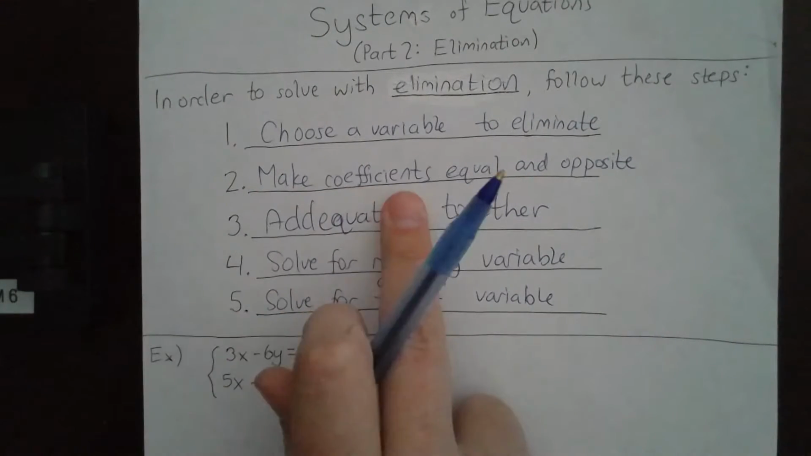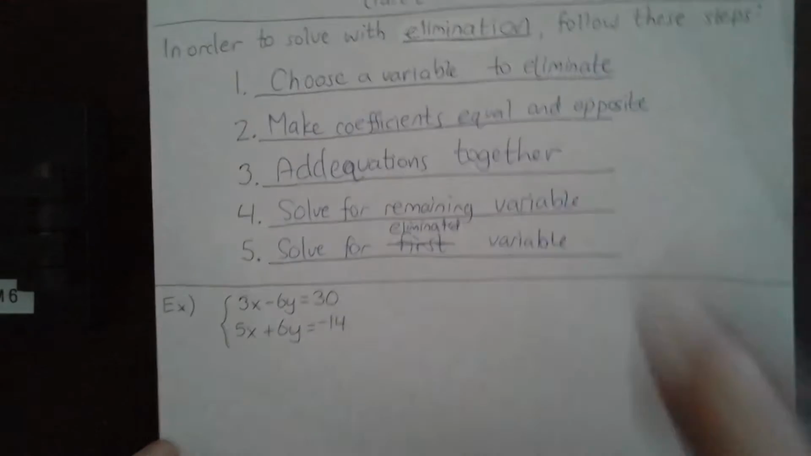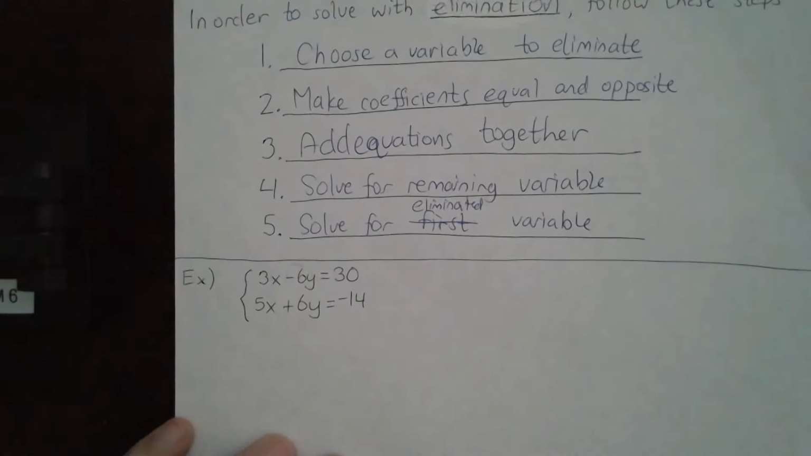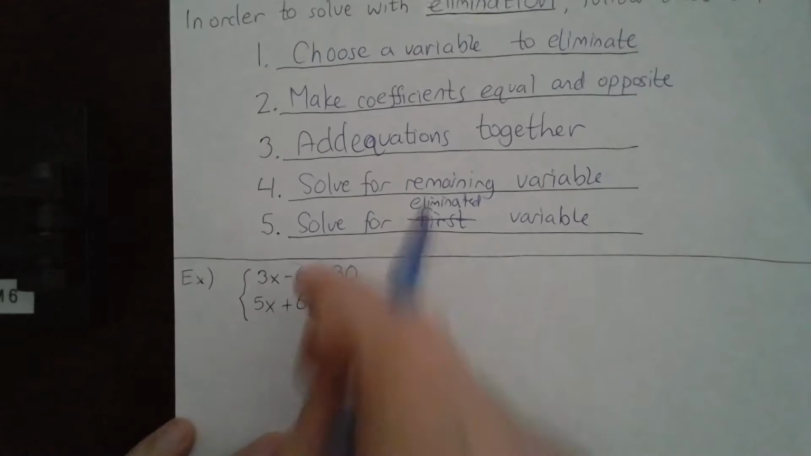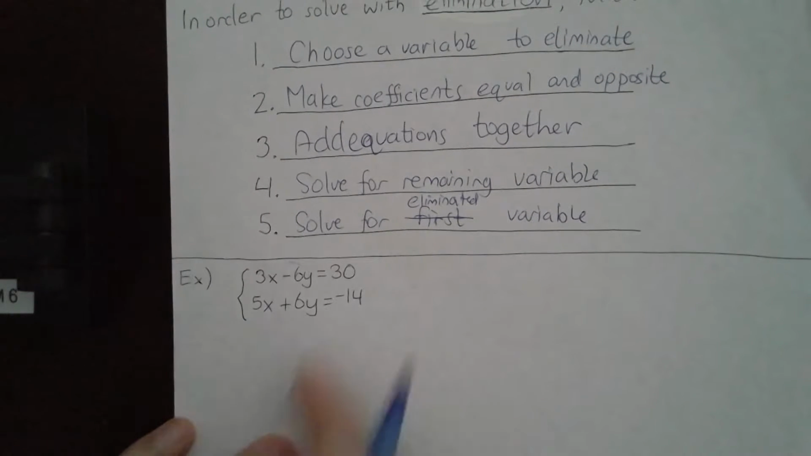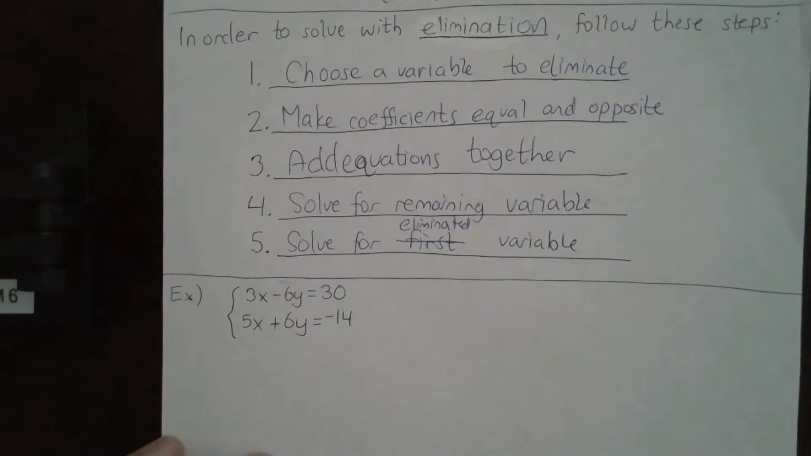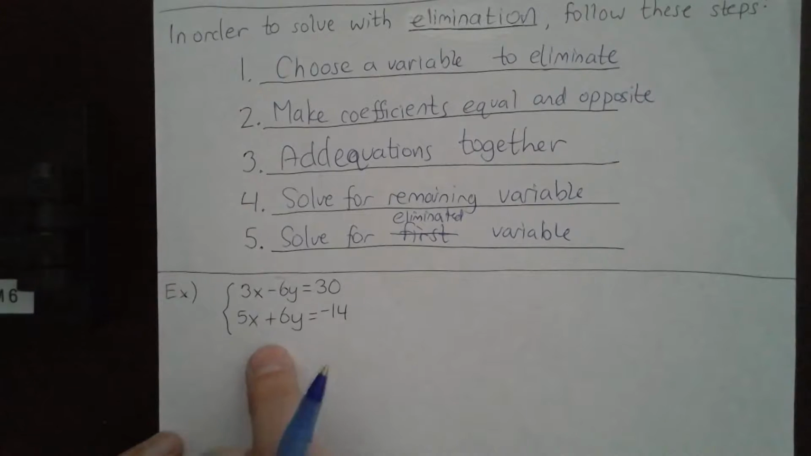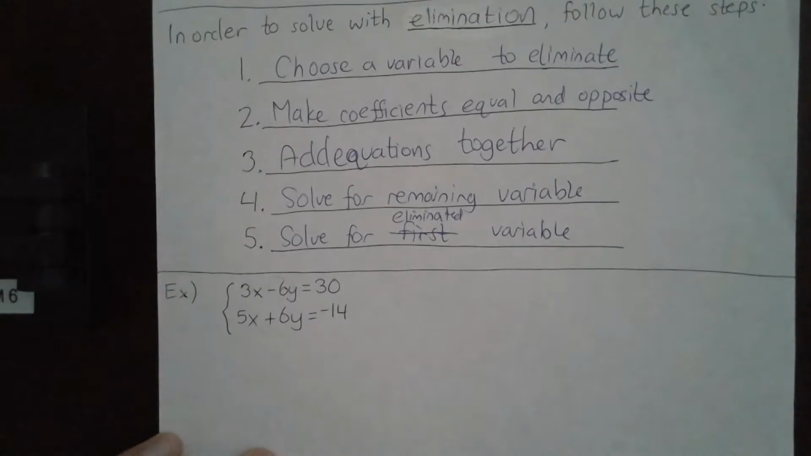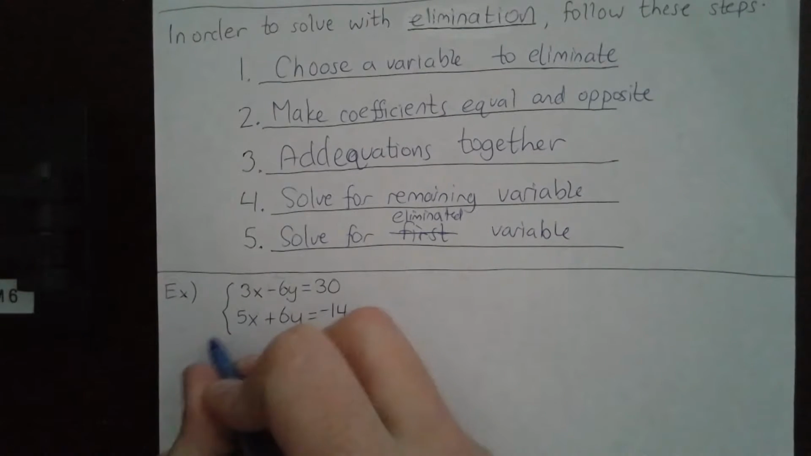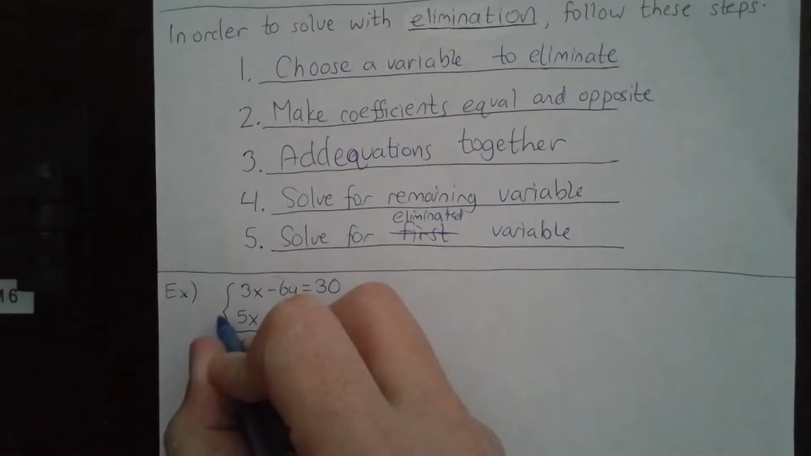Now we have to make our coefficients equal and opposite. This is why we picked them. Our coefficients are negative 6 and positive 6. They are equal in that they're both 6, and they're opposite because one is positive, one is negative. So steps 1 and 2 are already done. We picked y to eliminate, and our coefficients are equal and opposite, which means now we can add our equations together.